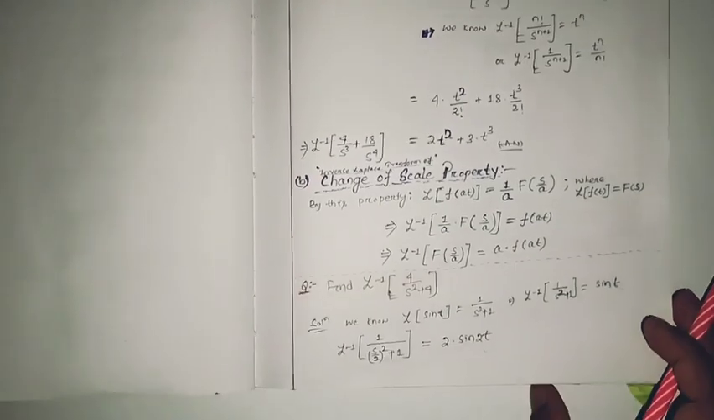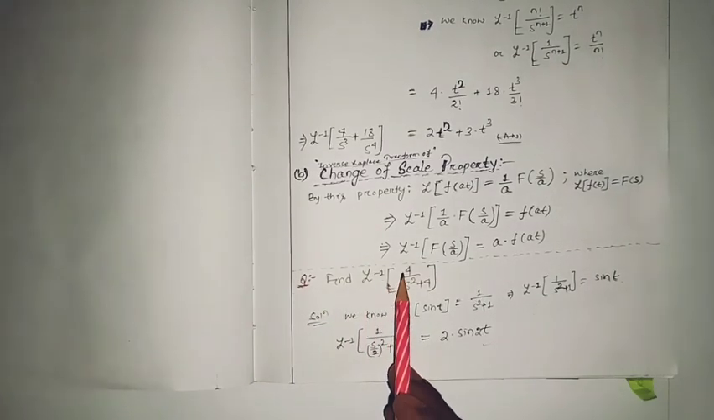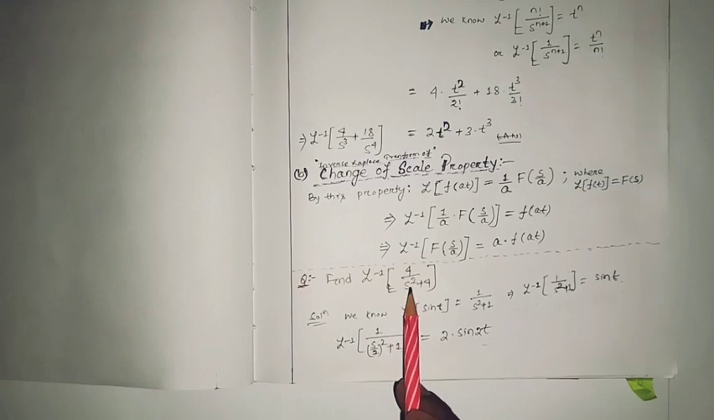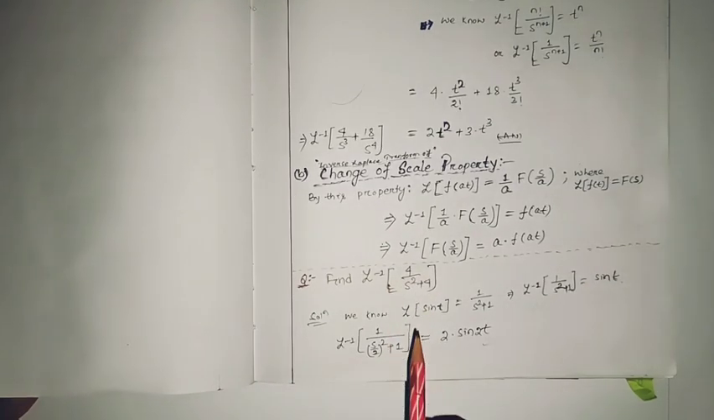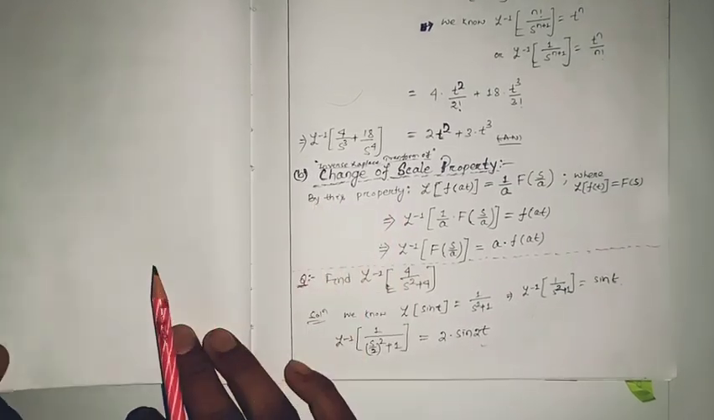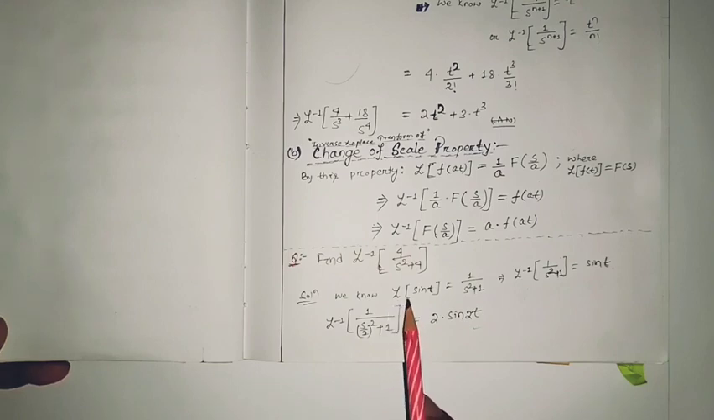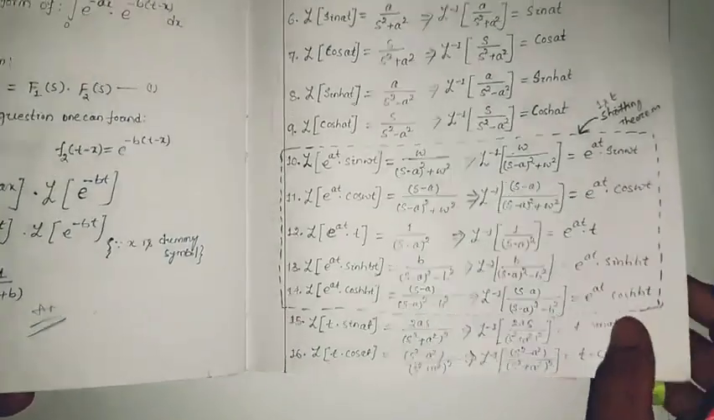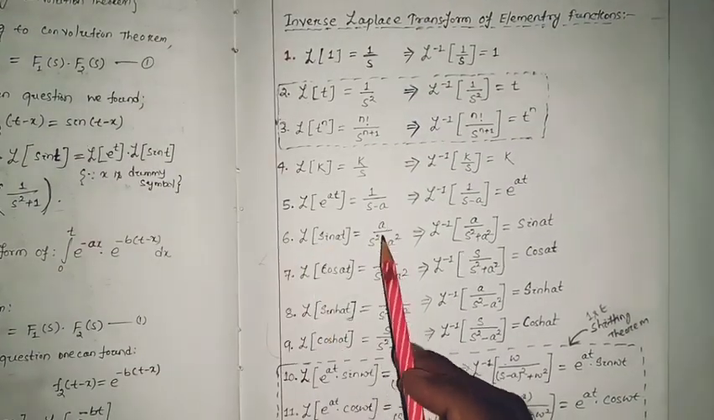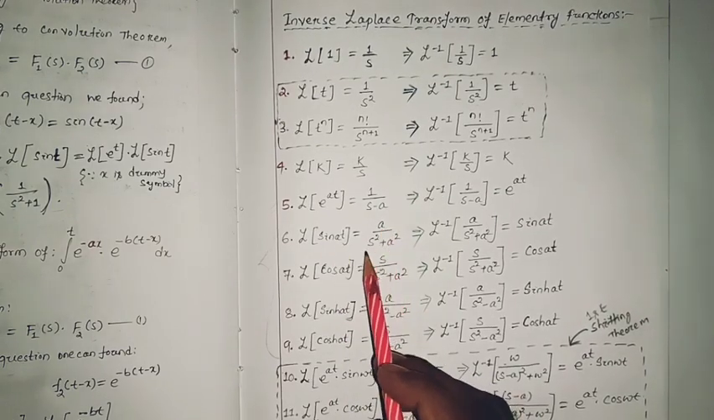Now we are going to go for a numerical: finding the inverse Laplace transform of 4 by s square plus 4. Okay. This question can be solved by using this property, the change of scale property. How? We know Laplace transform of sin t equals 1 by s square plus 1. Because we know Laplace transform of sin at equals a by s square plus a square. So if a equals 1, it will be 1 by s square plus 1.